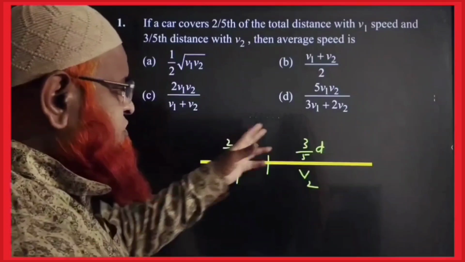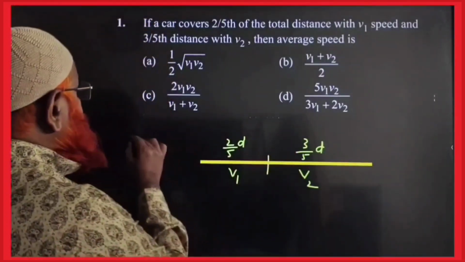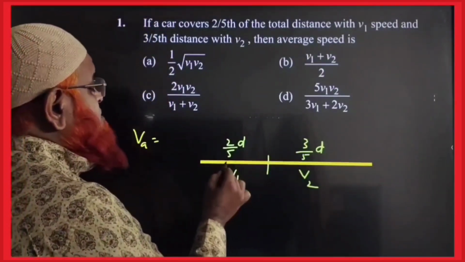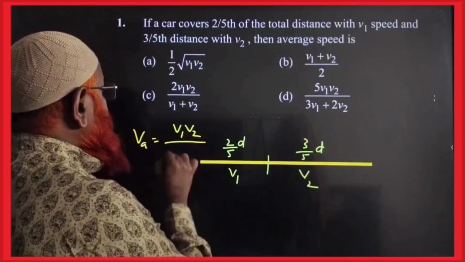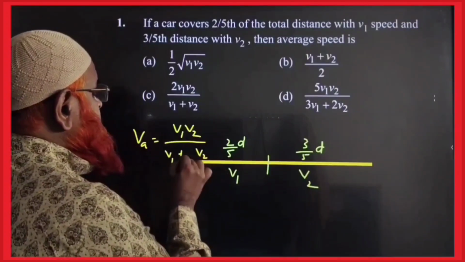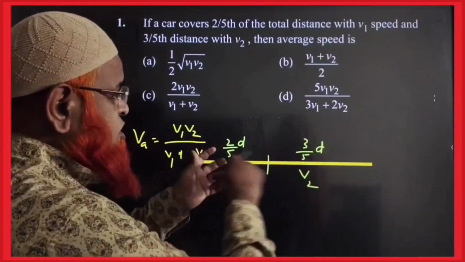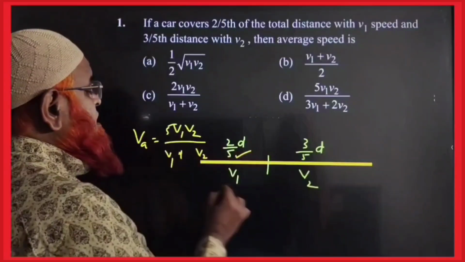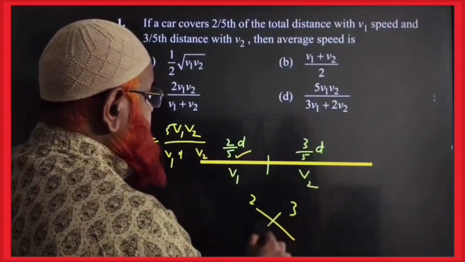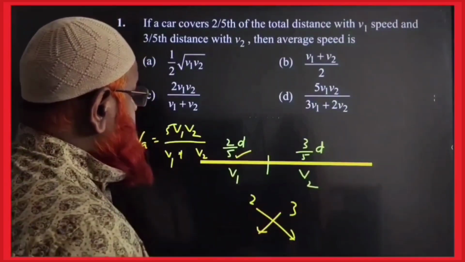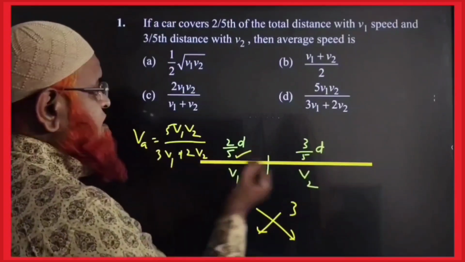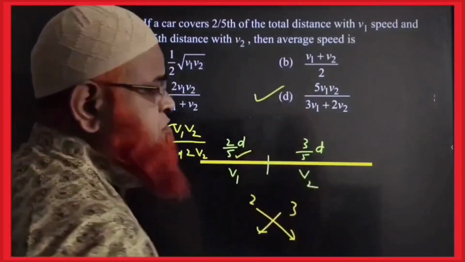Next case is also the same type which I have already explained. So this also has 2/5 and 3/5. So the V average shortcut method is first you write V1 V2 by V1 plus V2. That's it. The denominator 5 you take in the numerator. So 2 and 3 is there, crisscross. First you take 3 here and then you take 2 here. Your answer is ready. So therefore option B is going to be your answer.